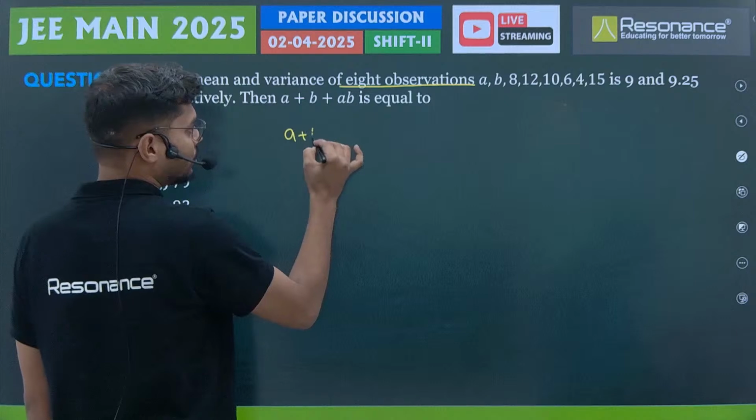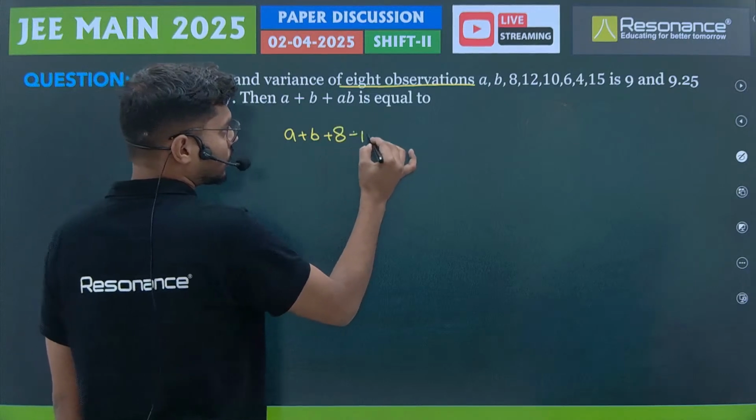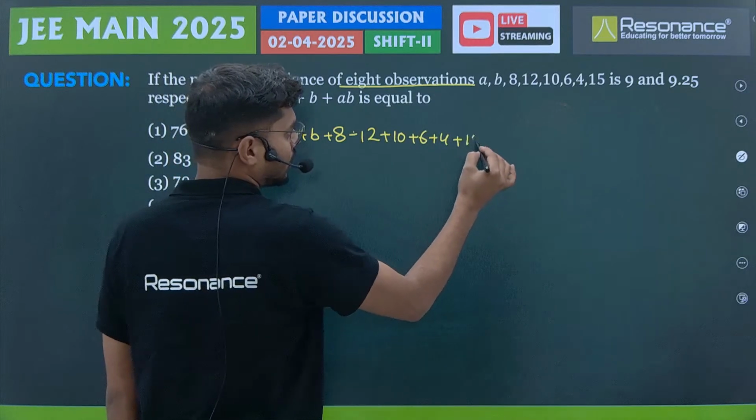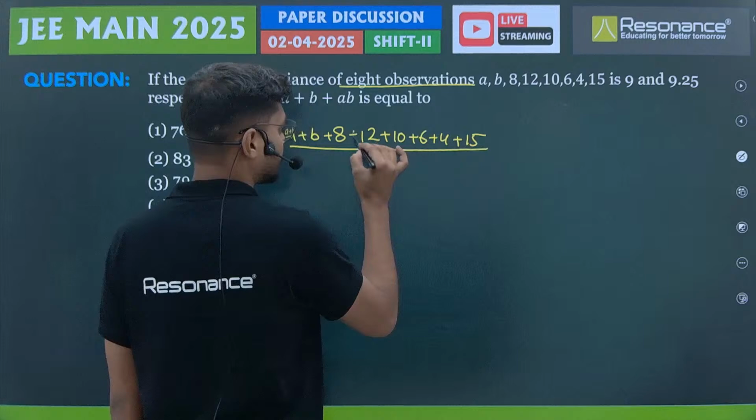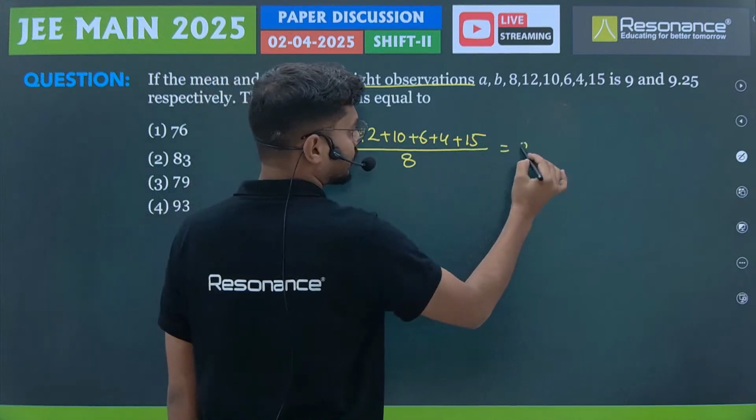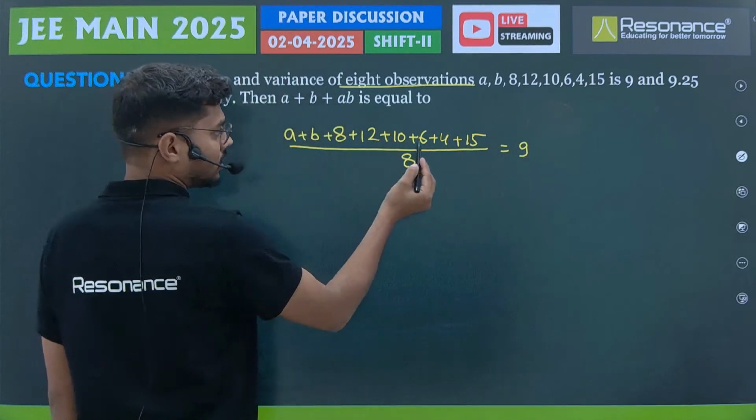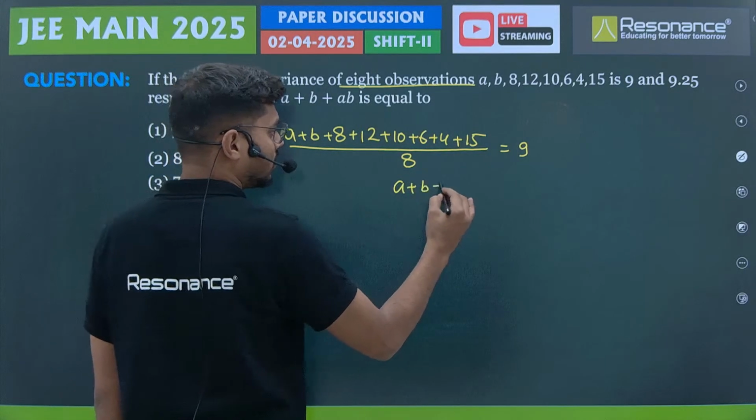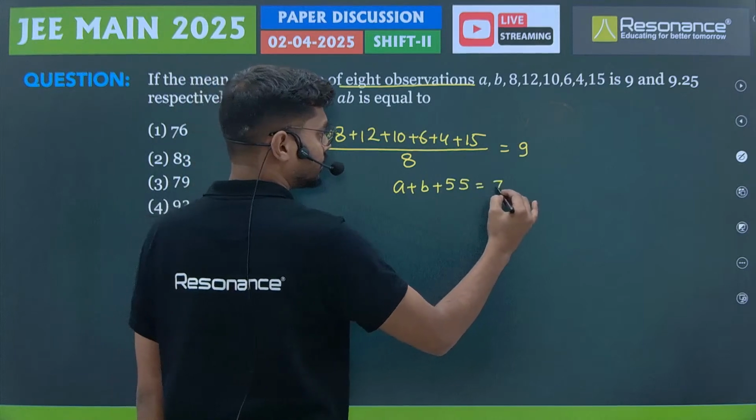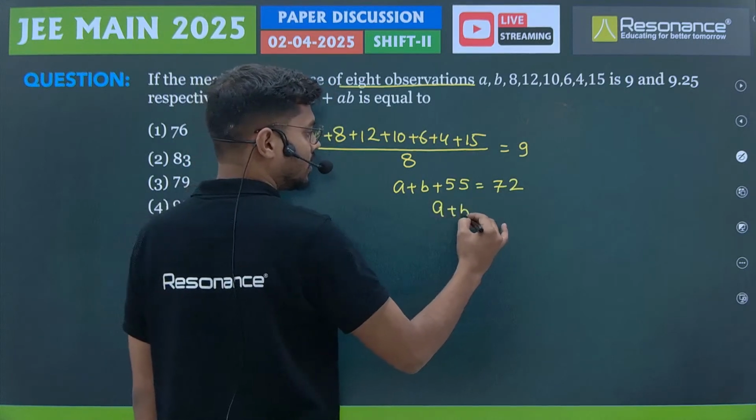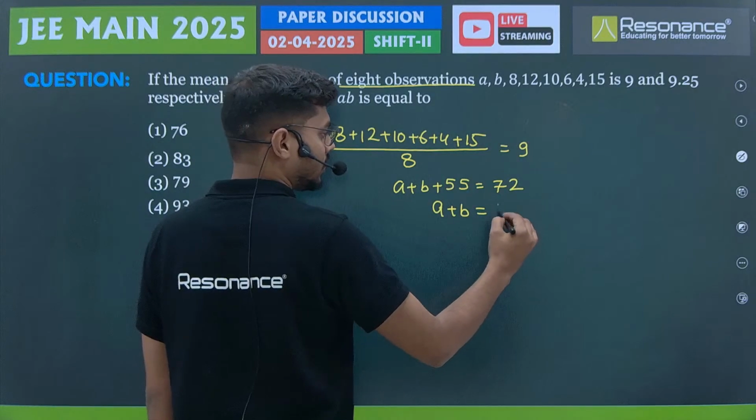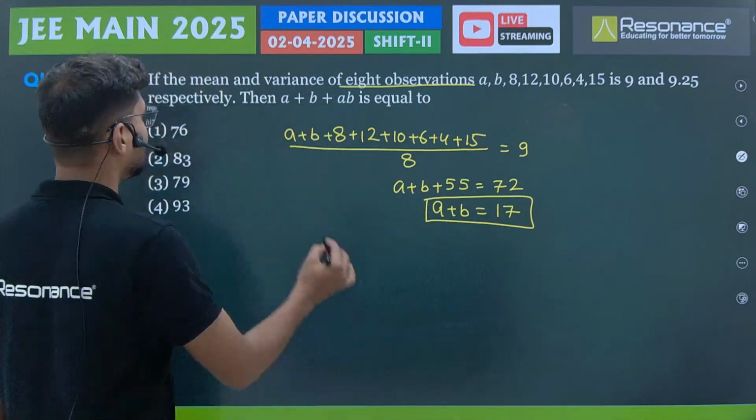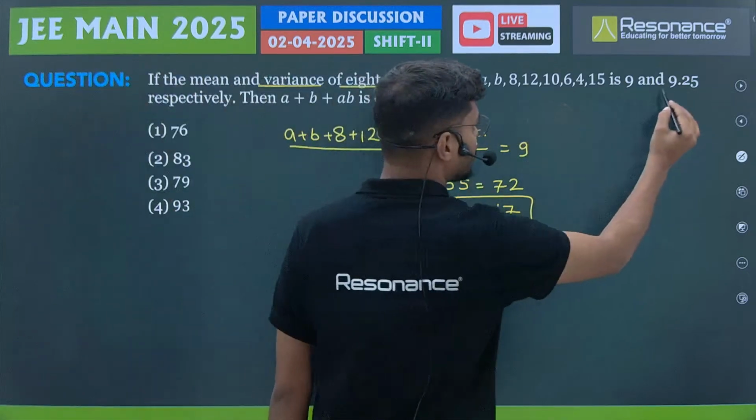So a plus b plus 8 plus 12 plus 10 plus 6 plus 4 plus 15 divided by 8 is going to be 9. That will be 20, 30, 40, 55. a plus b plus 55 equal to 72. So from here I can say a plus b is 17.